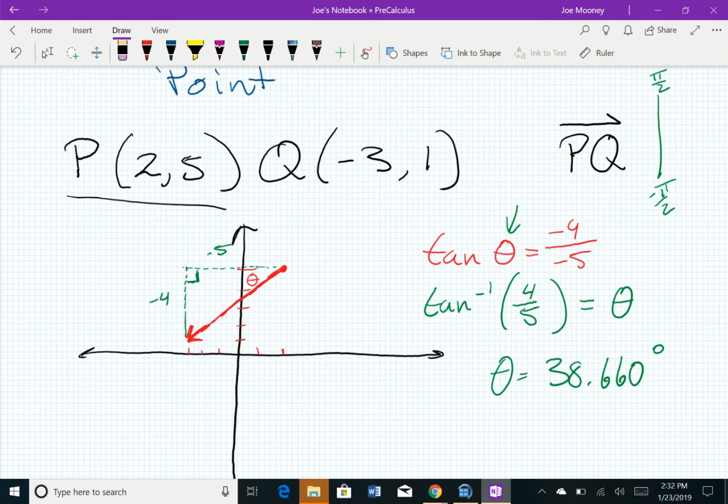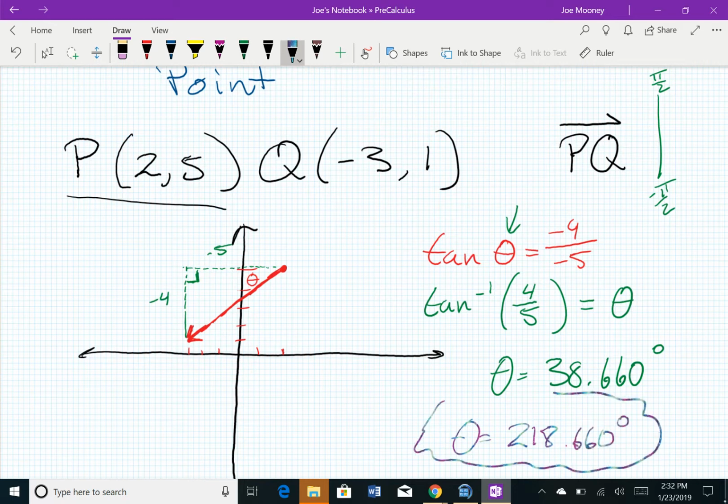Add 180 to that. So go ahead and do that for me, 180. That gets you 218.660. Now let's just check that it's reasonable. Is that pointing down into quadrant 3, 218 degrees? Yes, it is. We're all good.